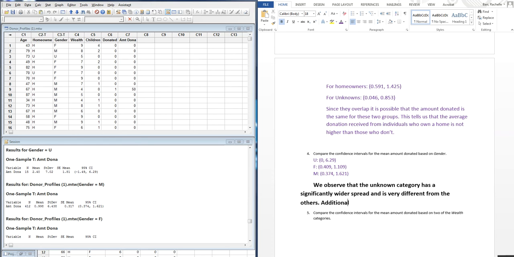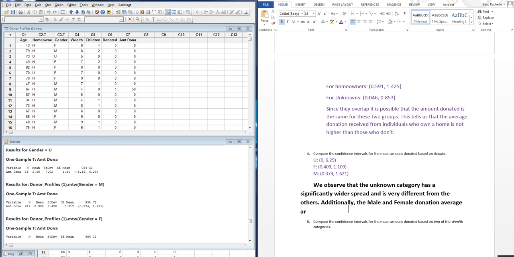Additionally, the male and female donation averages overlap almost entirely, so I'm going to say that. Averages overlap almost entirely and are likely to be very similar for this reason.